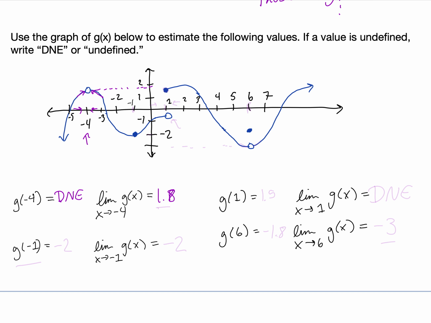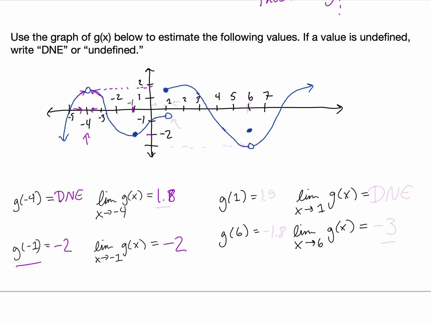How about g of negative 1? G of negative 1, yes, that is defined. It looks like it's about negative 2. And that is also what the function is approaching as x approaches negative 1. So the limit as x approaches negative 1 of g of x is also negative 2.